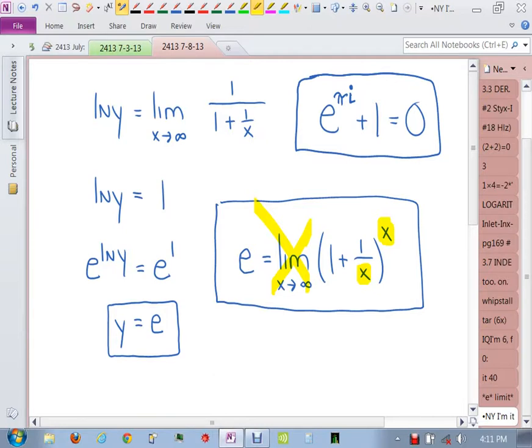e is approximately 2.718, but e goes forever. Never stops, never terminates, never repeats. So if you want to know what e is, e is if you could go forever, that's e. Kind of interesting concept.